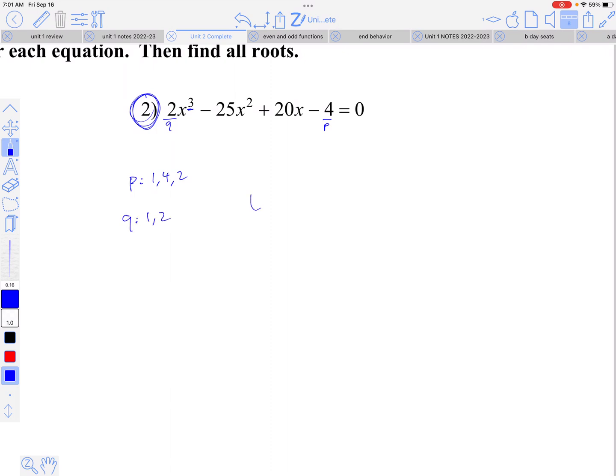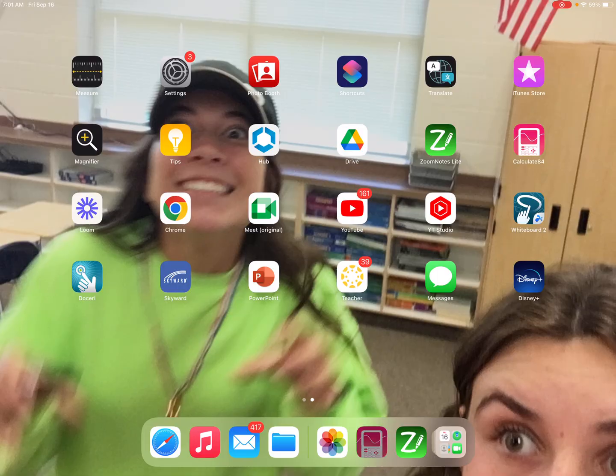So I'm going to take every p and divide it by every q. So 1 and 1/2. And then 4 divided by 1, 4 divided by 2. Then 2 divided by 1 is 2, which I already have, and 2 divided by 2 is 1, which I already have. So I have those 4 numbers with also their negative. Okay? All right, so I'm going to check that list on the calculator.